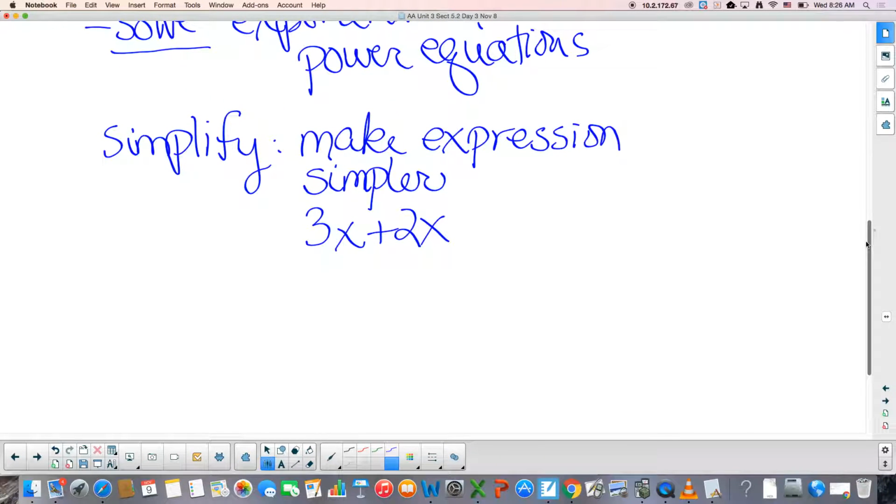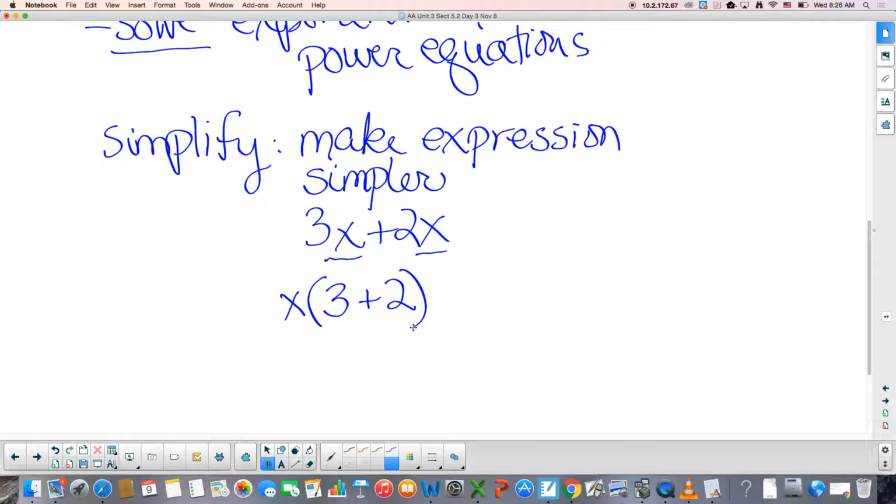In other words, we're going to factor this. That's a word I probably should have had on the sheet. Factor is to rewrite this as the product of two expressions. So what's the common factor here? X. And what's left? 3 plus 2.